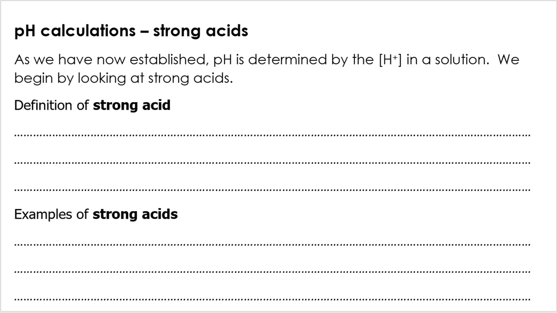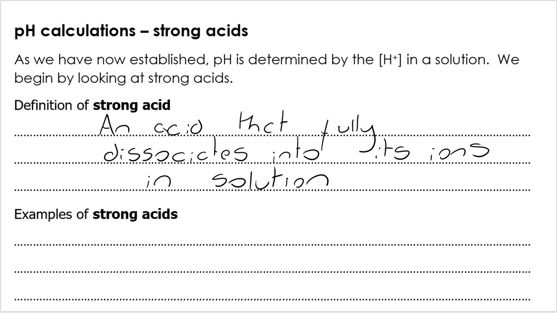Now we're going to move on and do a new calculation here. We're going to talk about calculating the pH of strong acids. And to begin with, let's deal with the definition. What is it that makes a strong acid a strong acid? And do we know any examples? Well, a strong acid is one that fully dissociates into its ions in solution. The examples that you're probably familiar with, HCl, HNO3 and H2SO4.